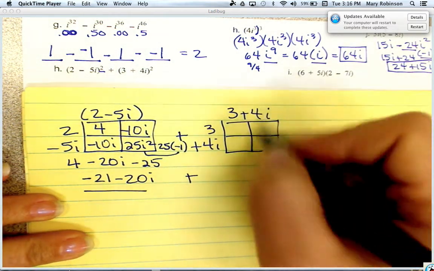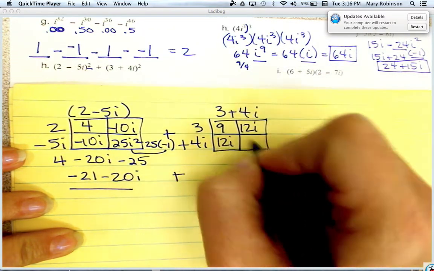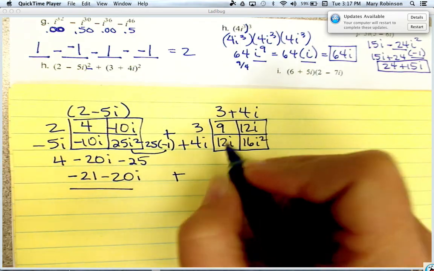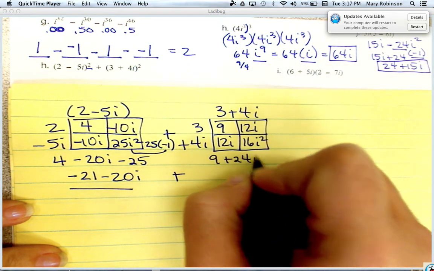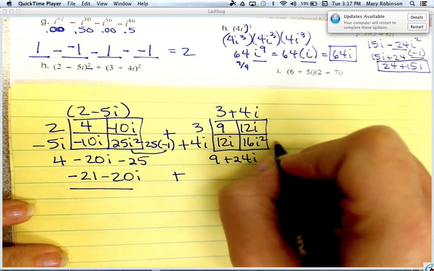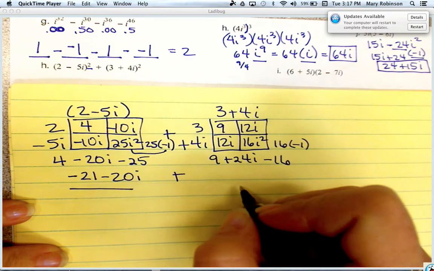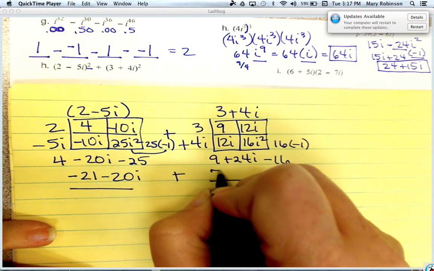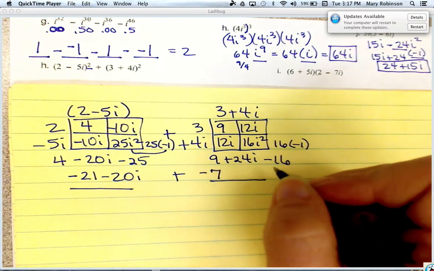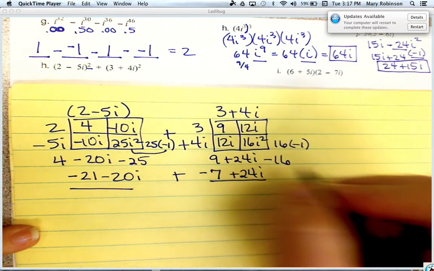And to that, I'm going to add the product here. So this will be 9, 12i, 12i, and 16i squared. That gives me 9 plus 24i. Remember, 16 times -1 makes that minus 16. 9 minus 16 is 7. Excuse me, -7. So I'm going to have -7 plus 24i.